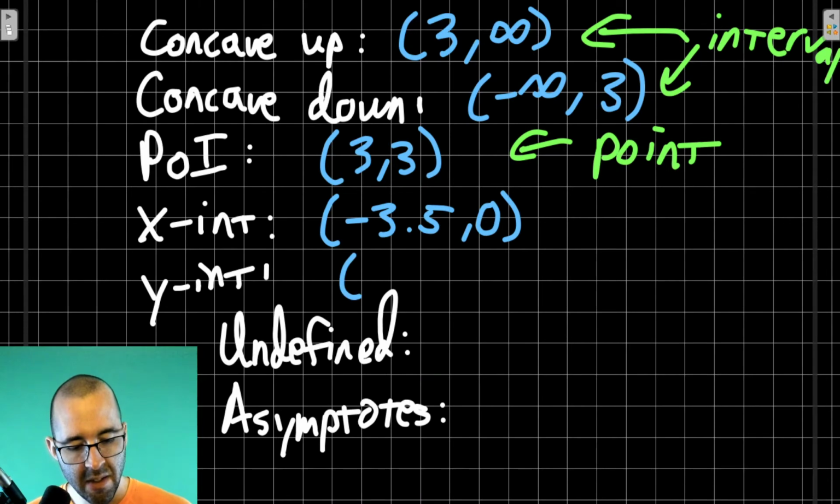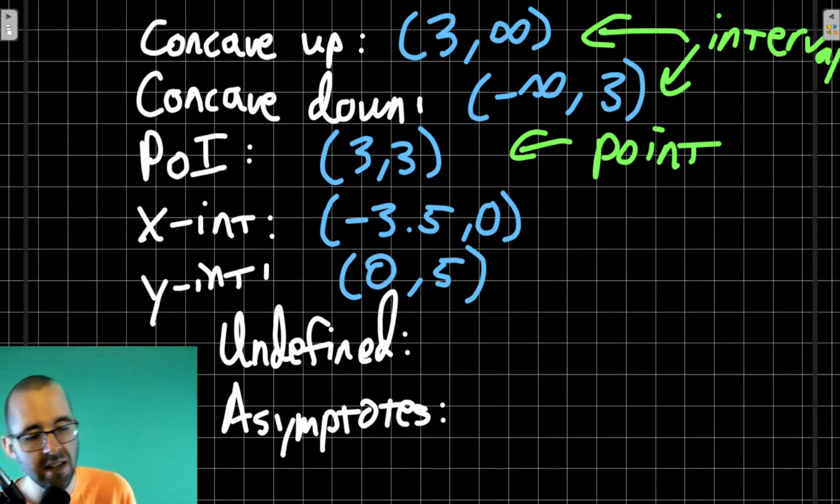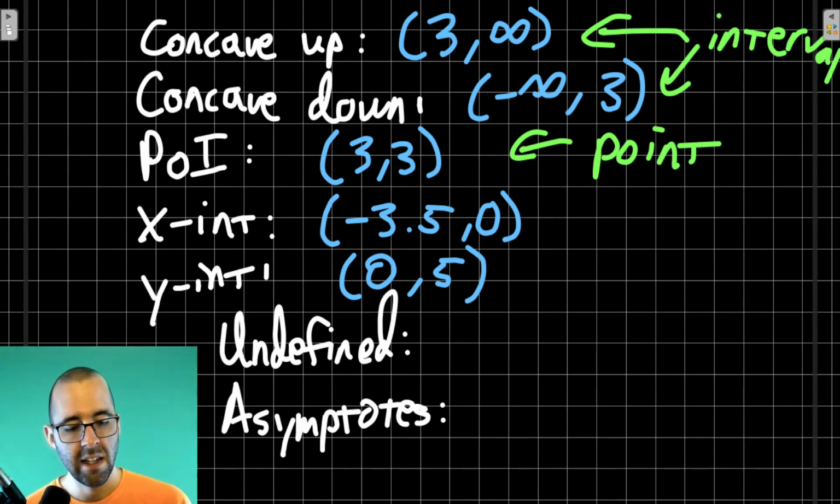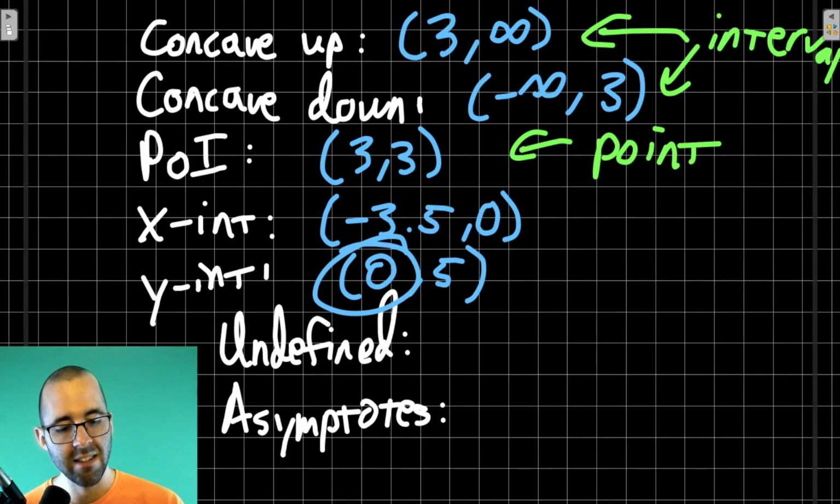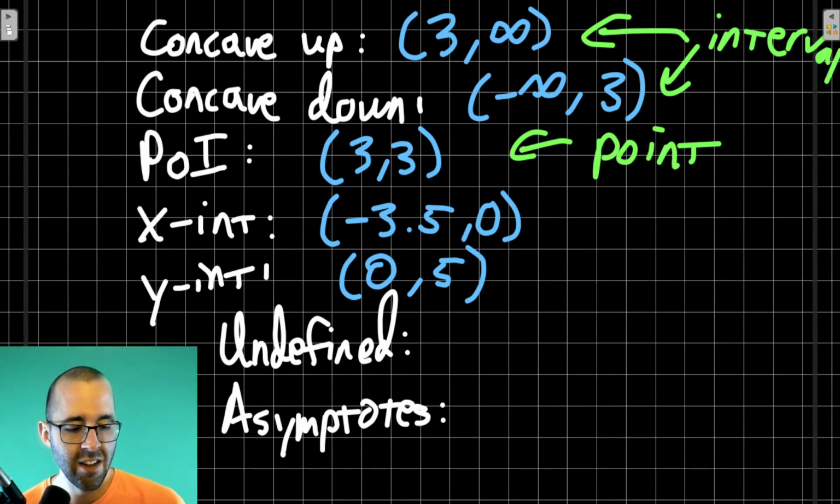The y-intercept is about 5. Again, usually it's good practice to answer your intercepts as points. The x-intercept is when y is equal to 0. The y-intercept is when x is equal to 0. Or you could just say the y-intercept is 5. That works too.